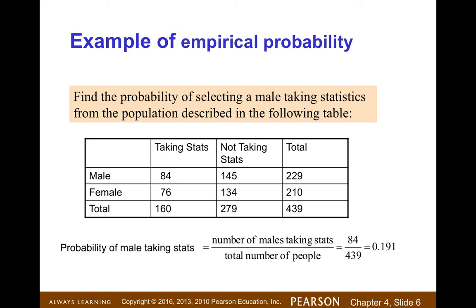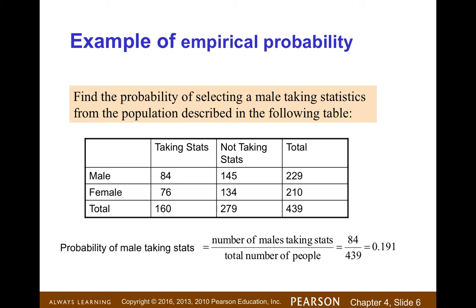So the question: what's the probability of a male taking statistics? Well, we can see that the upper left-hand cell, where male and taking statistics meet, has 84. There are 439 total students, so only 84 of them are male and taking statistics, so the probability is easily calculated at 84 over 439.